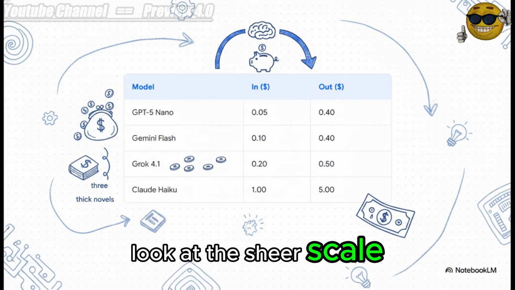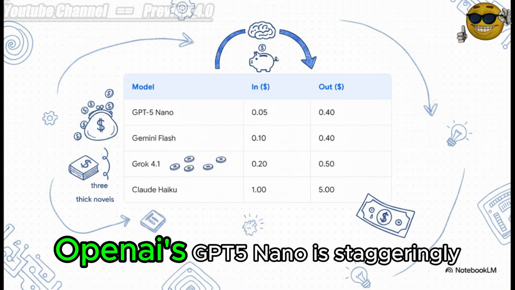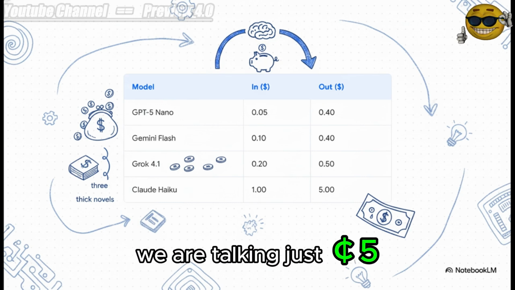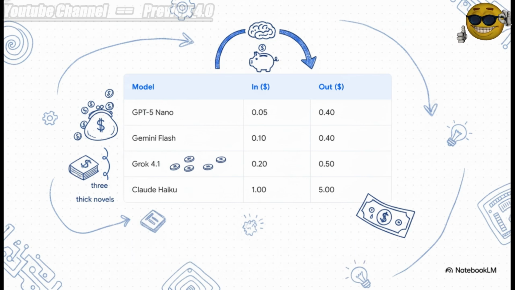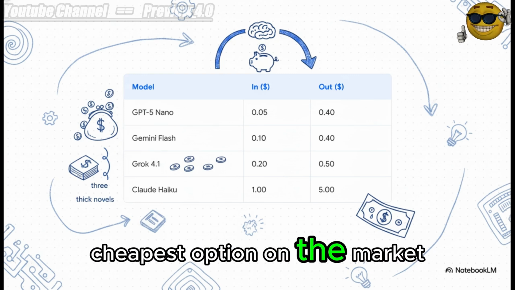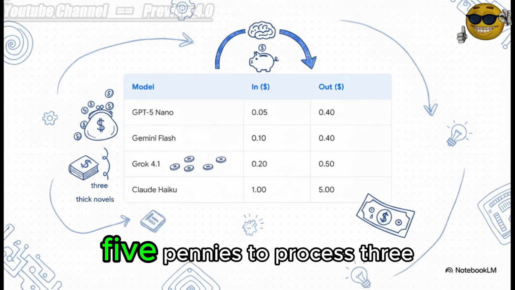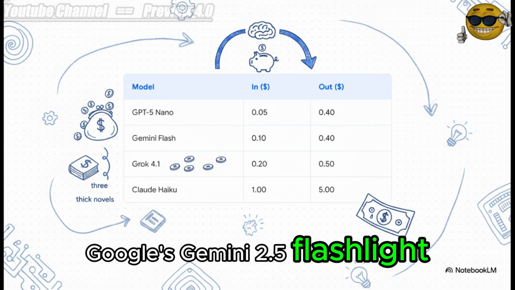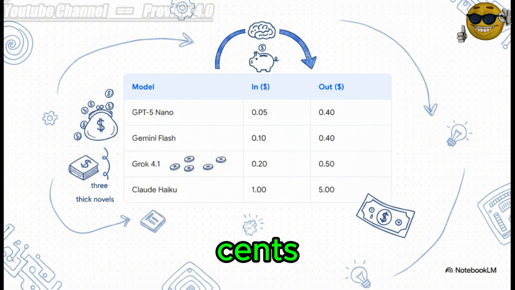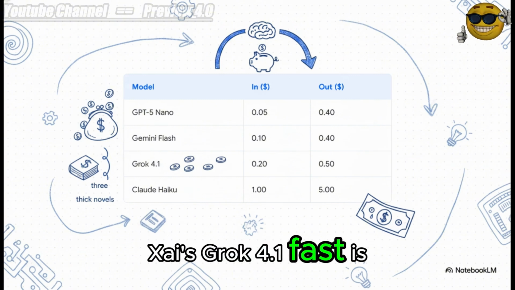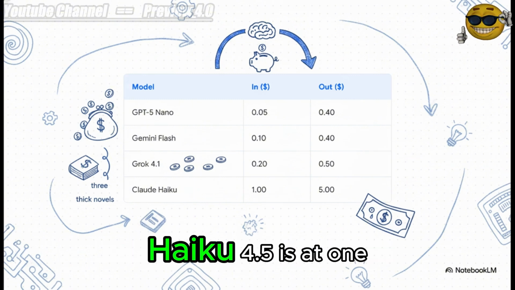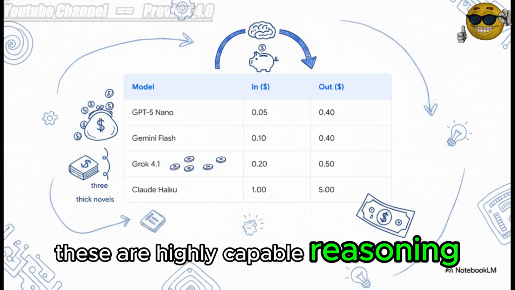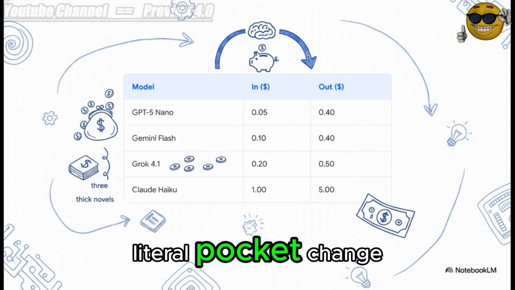Look at the sheer scale of the cost collapse here. OpenAI's GPT-5 Nano is staggeringly cheap. We're talking just 5 cents per million input tokens. That makes it the absolute cheapest option on the market right now. Think about that, 5 pennies to process 3 thick novels. Google's Gemini 2.5 Flash-Lite sits at just 10 cents. xAI's Grok 4.1 Fast is at 20 cents, and Anthropic's Claude Haiku 4.5 is at $1. These are highly capable reasoning engines, and they are available for literal pocket change.